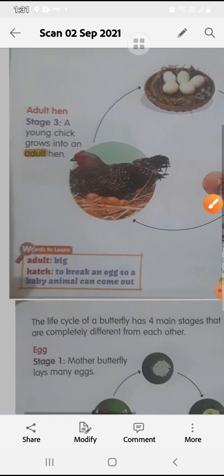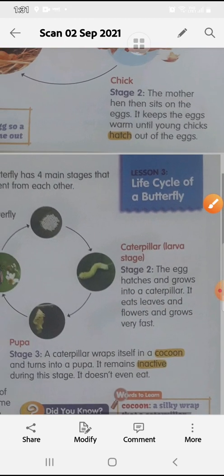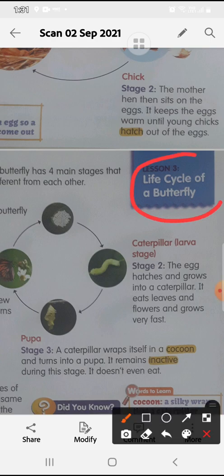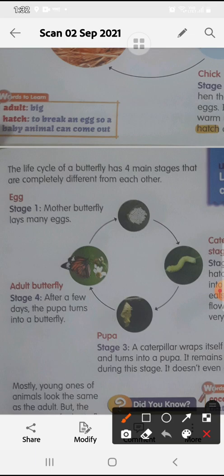Okay, now third is life cycle of a butterfly. So the life cycle of a butterfly has 4 main stages. Right now we have learned about the life cycle of a hen, and the life cycle of hen has 3 main stages, and the life cycle of a butterfly has 4 stages. Okay, here also the first stage is egg, and in this stage, like the hen, mother butterfly lays many eggs.